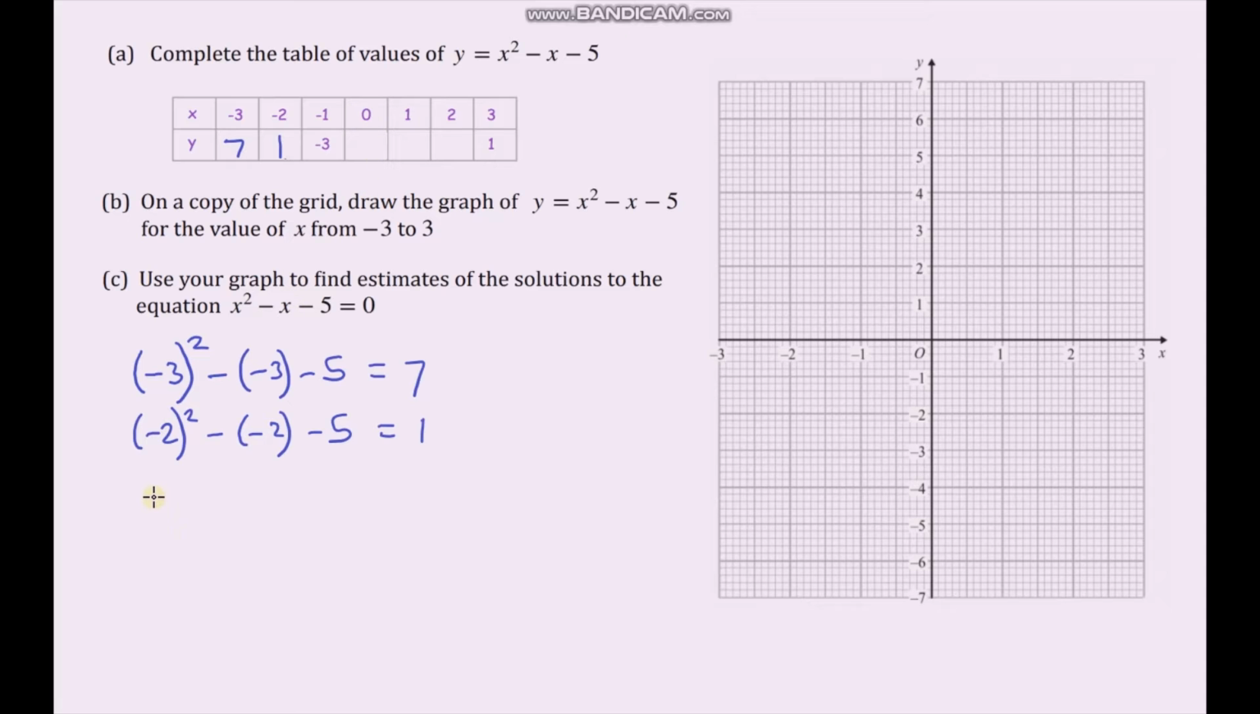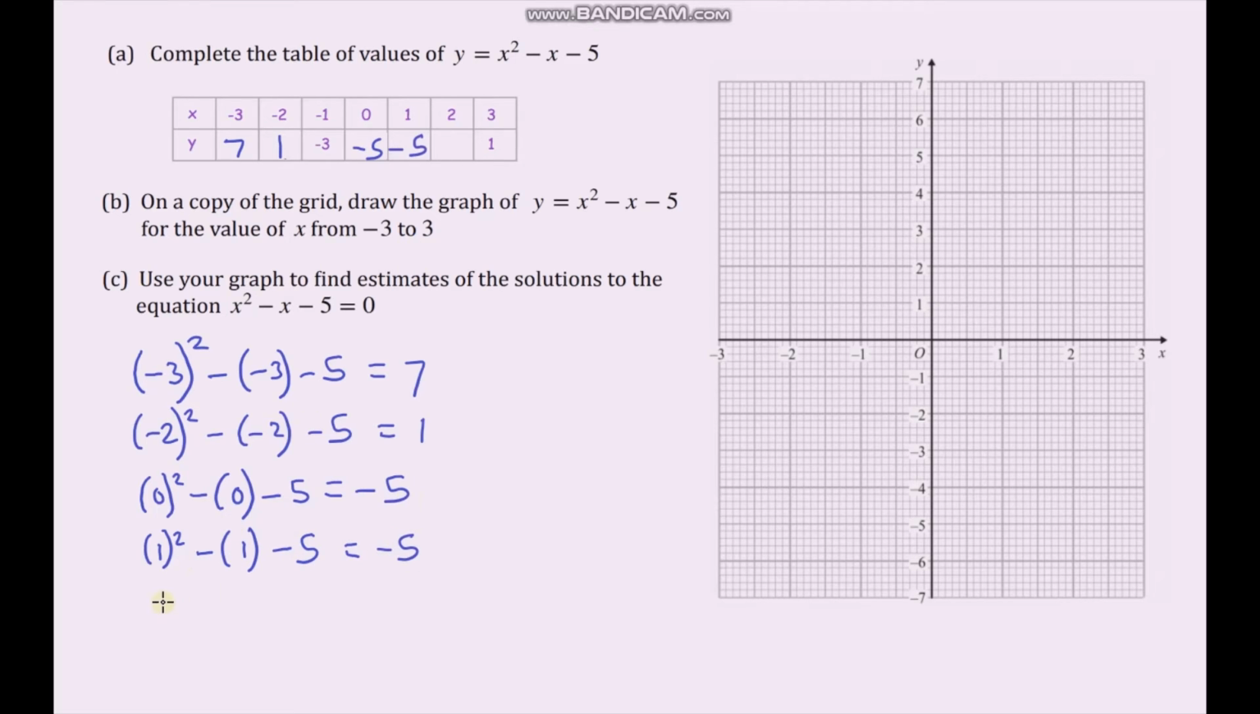So the next one is 0. So we've got 0 squared, subtract 0, subtract 5. Well, all of this is 0, and then we've just got minus 5, which is just minus 5. So then we've got 1 squared, subtract 1, minus 5. 1 squared is 1. 1 minus 1 is 0. 0 subtract 5 is also negative 5.